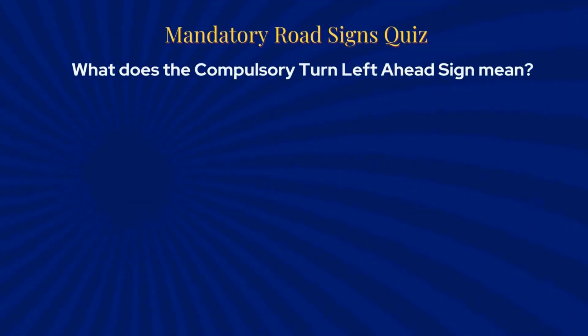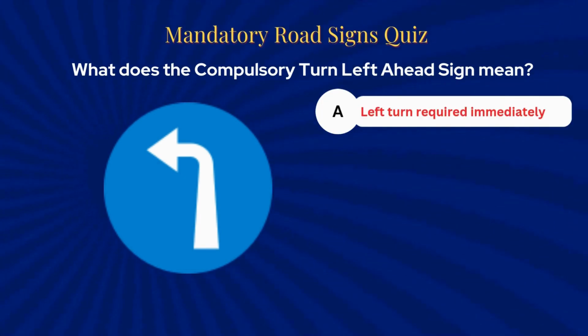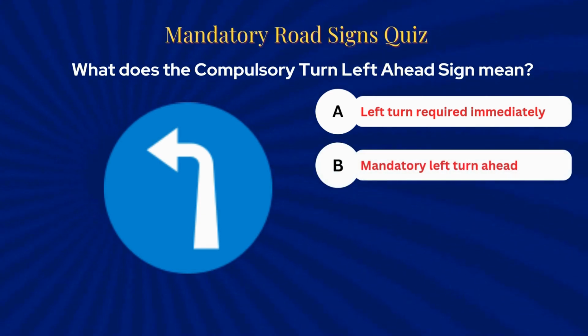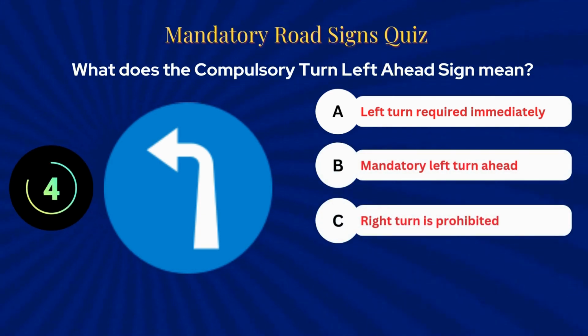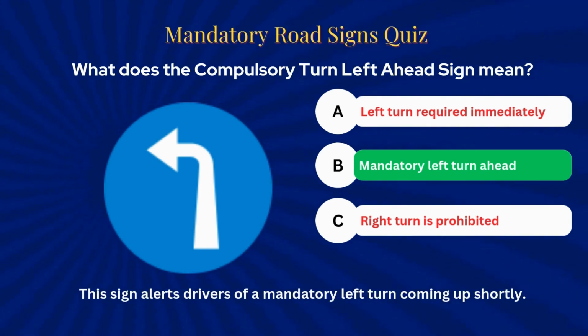What does the compulsory turn left ahead sign mean? Options are left turn required immediately, mandatory left turn ahead, and right turn is prohibited. Answer is mandatory left turn ahead. This sign alerts drivers of a mandatory left turn coming up shortly.